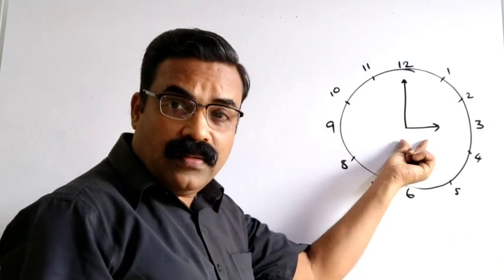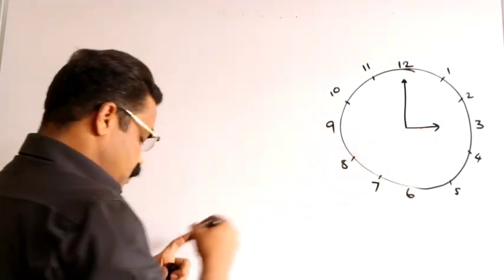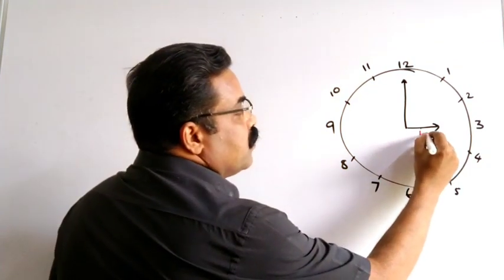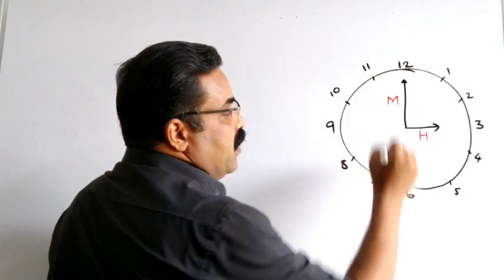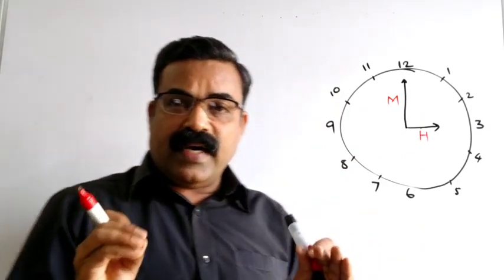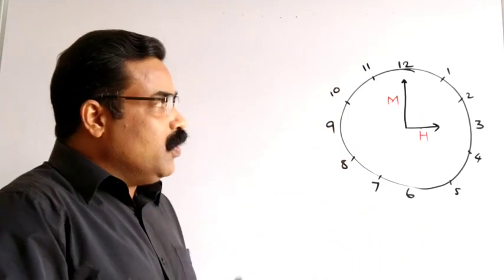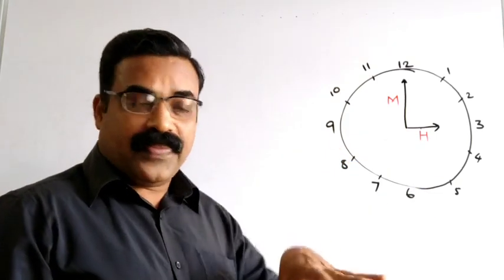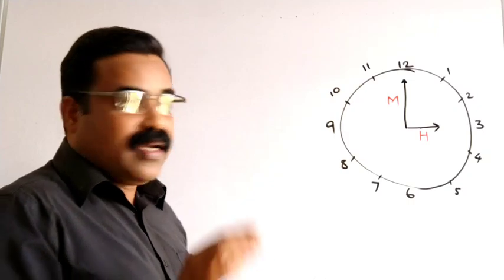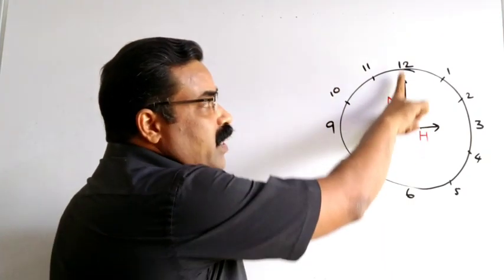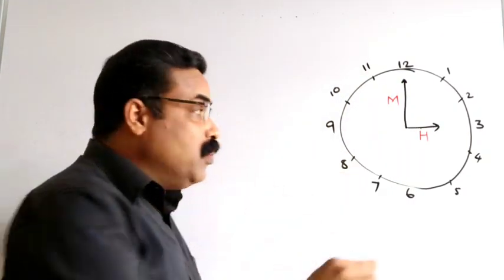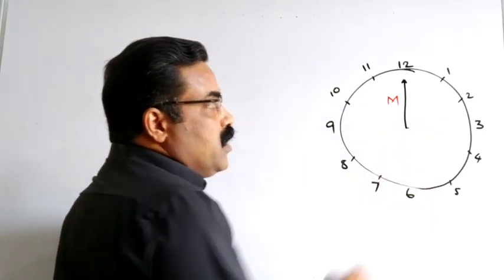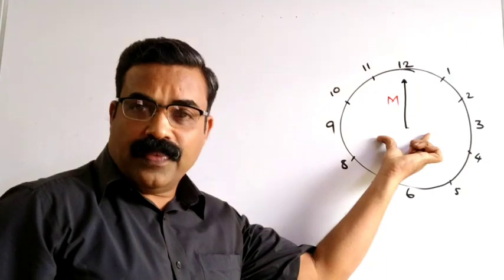The smaller one, that is this one, is the hour hand, and this is the minute hand. Minute hand and hour hand. So we have some basic concepts we first have to understand, then we will go to the questions. The first concept is, consider only this minute hand. I am talking only about the minute hand now, so let me remove the other.